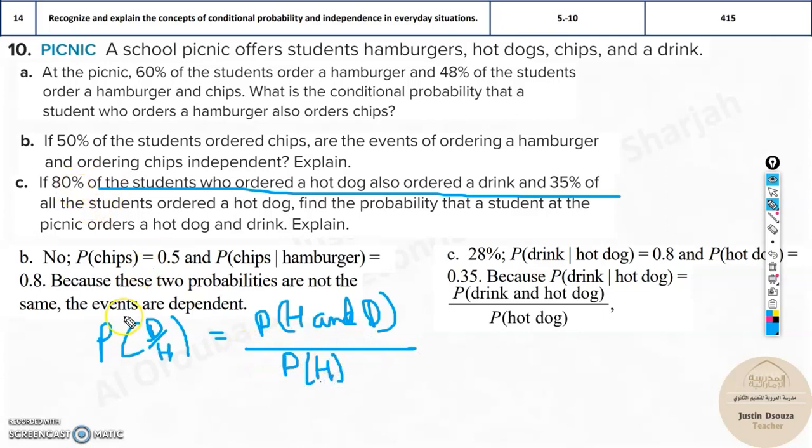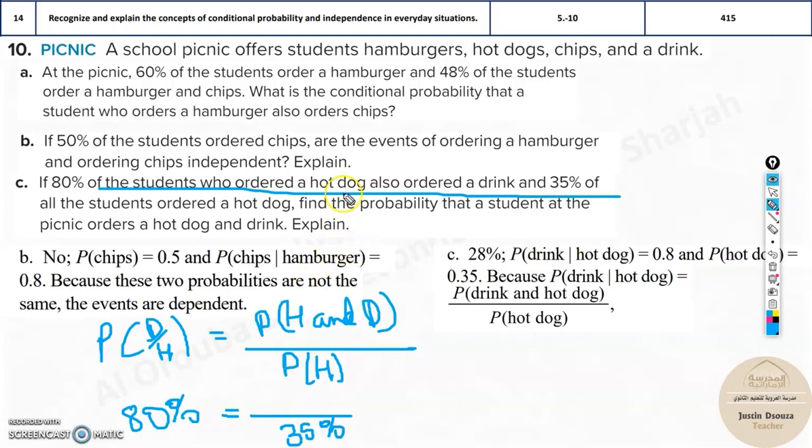They have told 80%. So this answer is 80%. 80% of the students ordered a hot dog, sorry, hot dog also a drink. And 35% of all the students ordered only hot dogs. So this is given: P of H is 35%. Okay, that's fine.